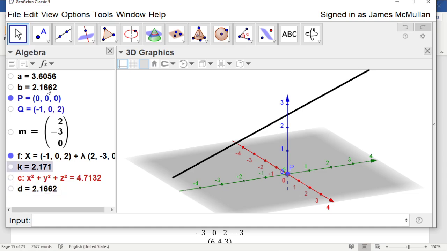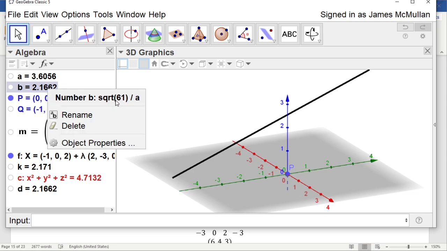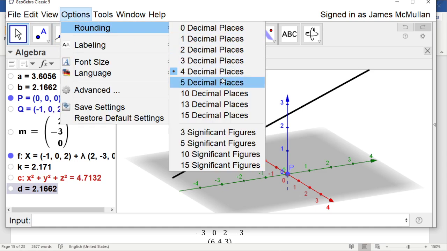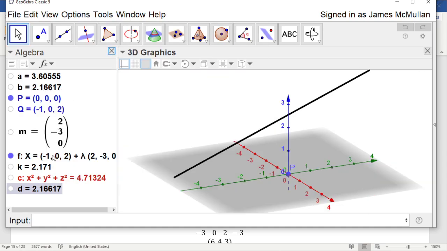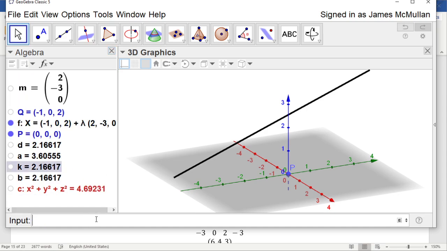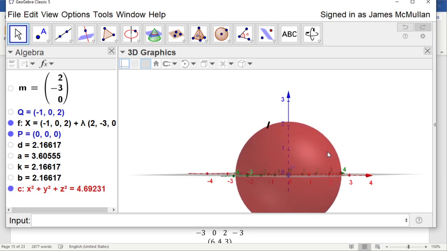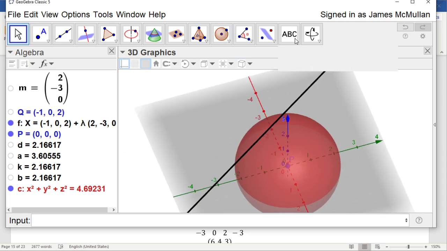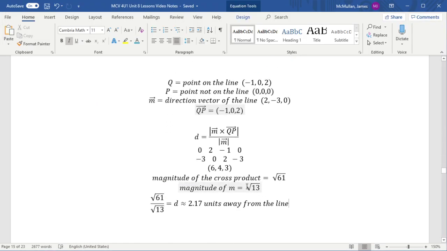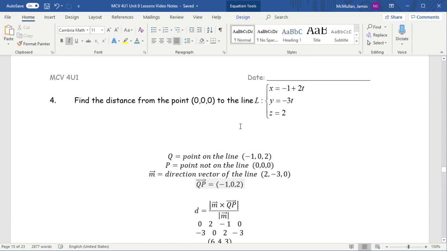Okay, and just to compare, our answer, square root 61 over square root 13, was that exact number, 2.16617. If we set k to equal this number and then draw our sphere again, then our sphere is actually perfect. It is perfectly tangent, and reaches the line at exactly that value. Okay, so that's the shortest distance between a point and a line in 3D.